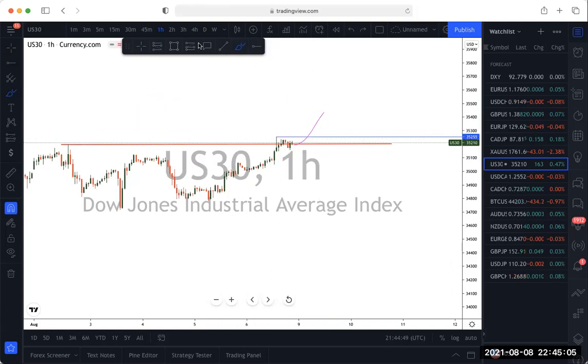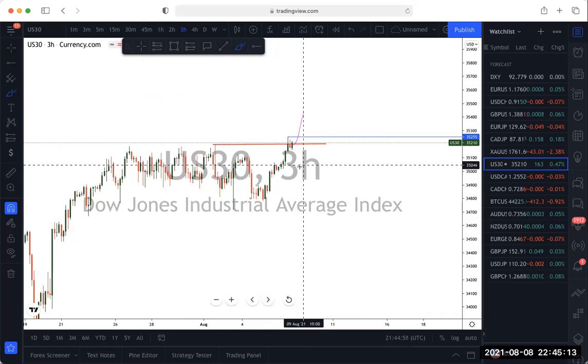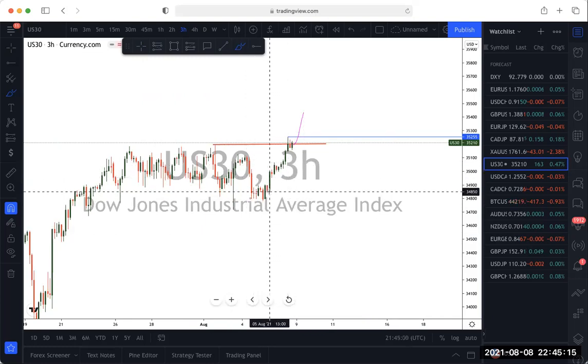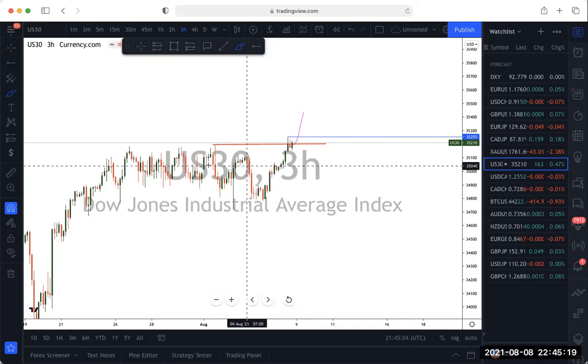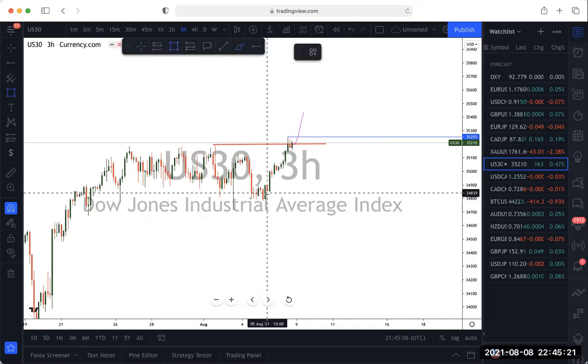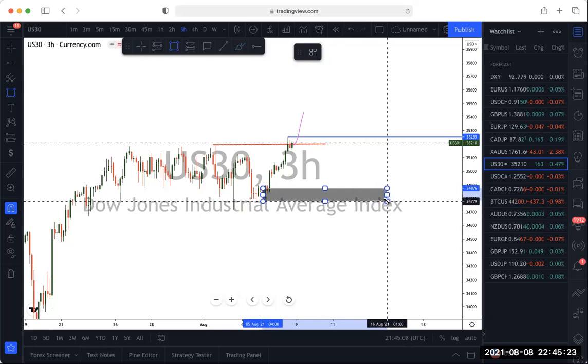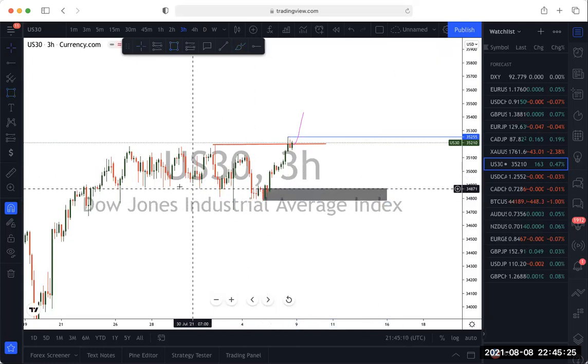So let's see what 3 hours time frame has to tell us if we can see an opportunity for us to buy it. Now, buying this pair definitely will be on this particular low here, right? That is going to be the best shot for me for a buying opportunity, this particular zone.